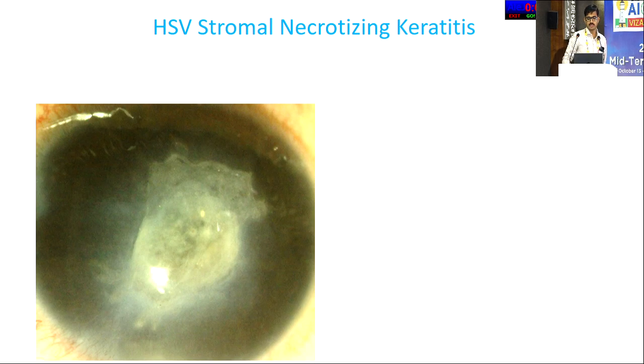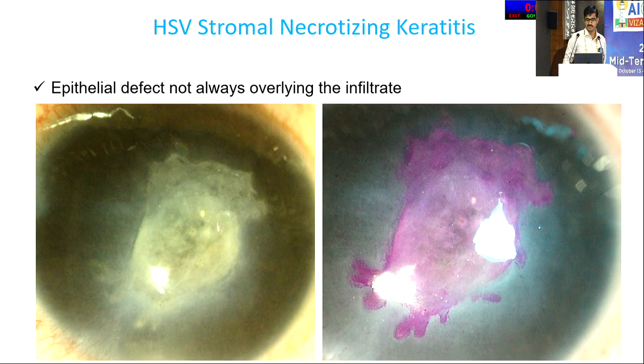We have to differentiate this necrotizing stromal keratitis from other infections like bacterial and fungal. The classical feature is the epithelial defect: it will not correlate with the underlying infiltrate. That's the classical feature. Whereas in a bacterial or fungal keratitis, usually the epithelial defect will correlate with the underlying infiltrate.